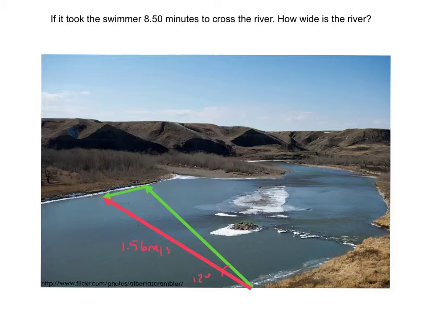And so what I can do is I can use the equation here for velocity. Velocity equals distance over time. And I can actually solve for that distance. Actually, displacement. That's displacement over time. So let's change this around. I'll multiply both sides by time to end up with distance equals velocity times time. And I know my velocity. It's right here, 1.56 meters per second. And I know my time there, 8.5 minutes.